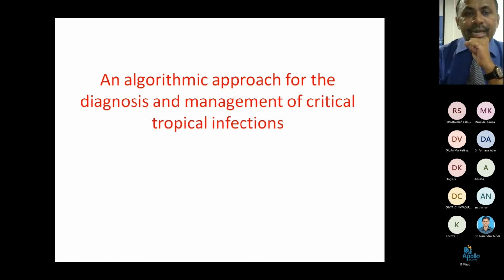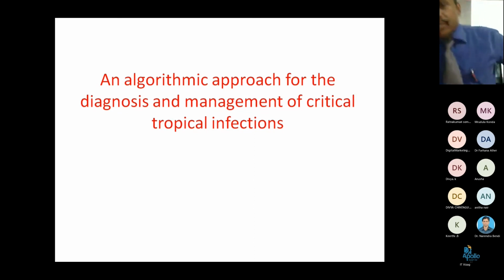Then comes the algorithmic approach for diagnosis and management of critical tropical infections. And the majority of the information that I am presenting now is from the Indian Society of Critical Care Medicine guidelines, which were published in year 2014 after a lot of research. It would be shameful if we don't come across our algorithm when we are dealing with more than 1/3 of the tropical fevers, and all our population is living in tropical region.